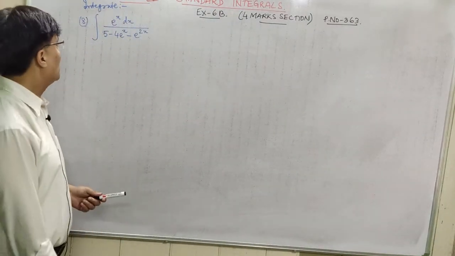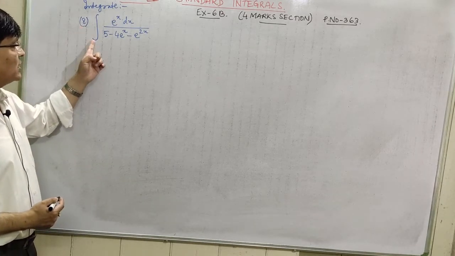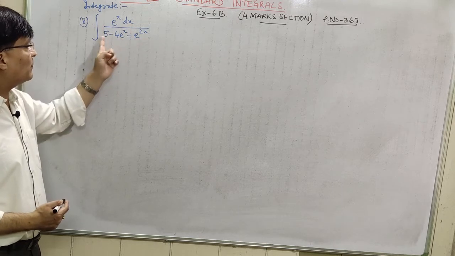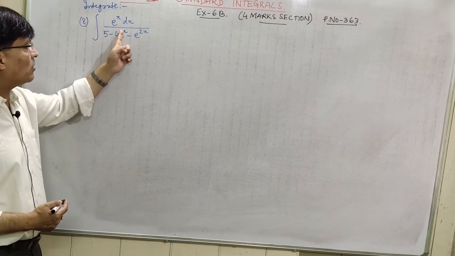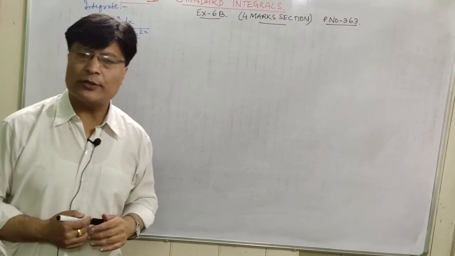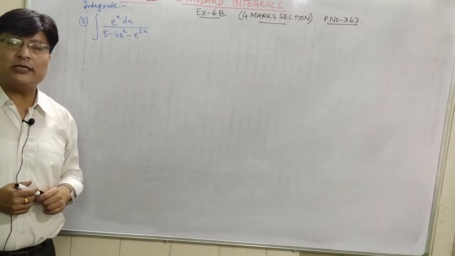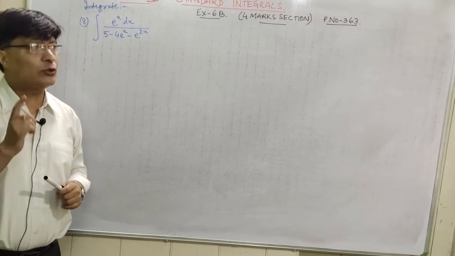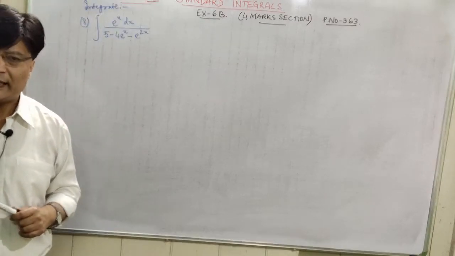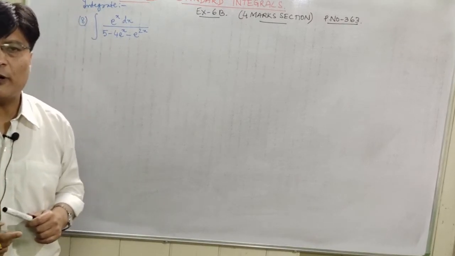So now we'll do the next question, that is question number 8. So question number 8 is integral e to the power x dx divided by 5 minus 4 e to the power x minus e to the power 2x. So in this case also you have to do the method of substitution, and in the numerator there is e to the power x dx. So differentiation of which function is e to the power x? That is e to the power x only.